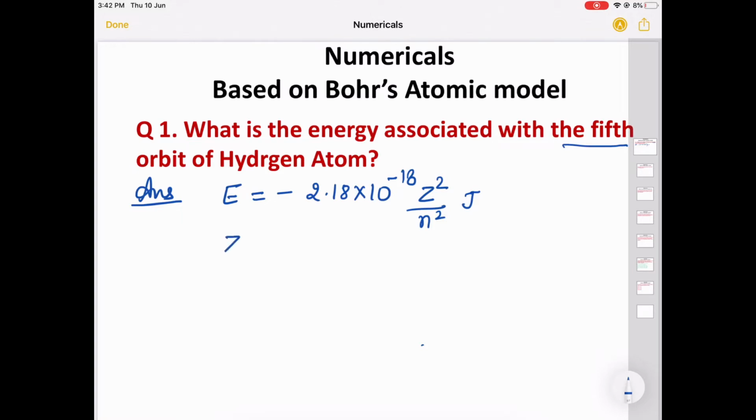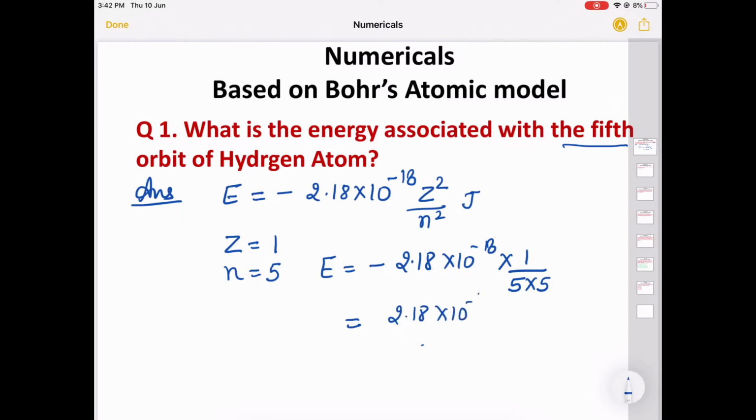Because this is hydrogen atom, for it Z is equal to 1, and for the fifth orbit n is equal to 5. Putting the value of these two in the formula, because it is square, so 5 into 5. Calculating this value, we will get the answer 8.72 into 10 raised to power minus 20 joule.